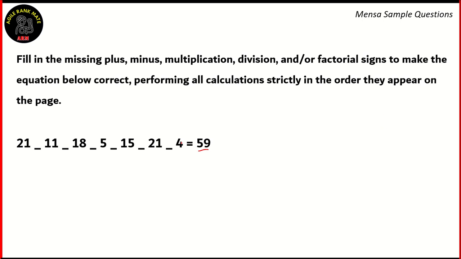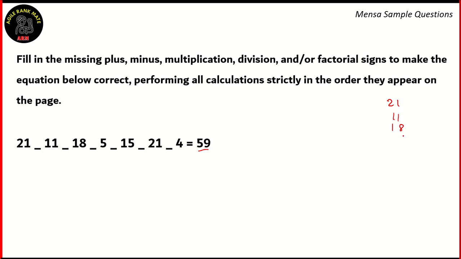If you look at it, the least values would be 5 times 4, 20. 5 times 15 would give you 75. 21 times 4 would give you 84. So multiplication wouldn't be present here. So let's start with addition. Let's add all the terms.